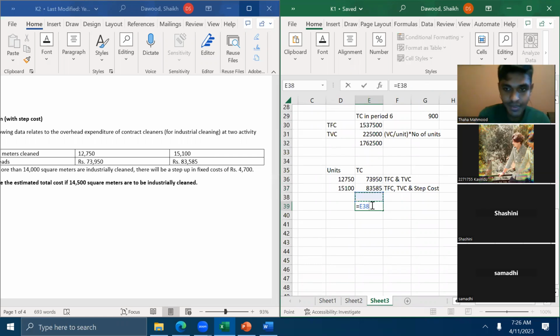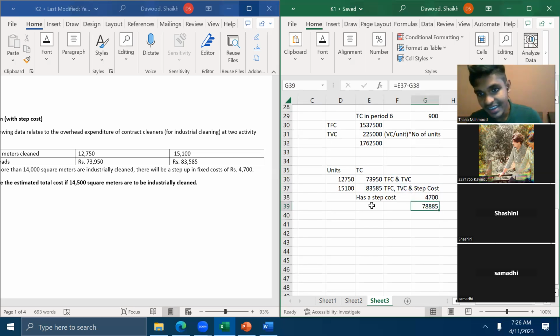Let's do that first. From this one, there is a step cost of 4,700. So let's remove that step cost from this 83,000. Then what is inside 78,885 is only variable cost and fixed cost, as the step cost has been removed. So we can use the same method which we used here. Firstly, find the variable cost per unit and then find the fixed cost after that.